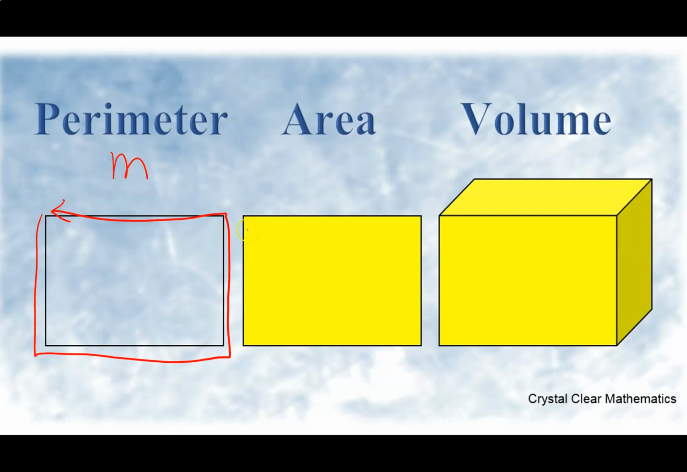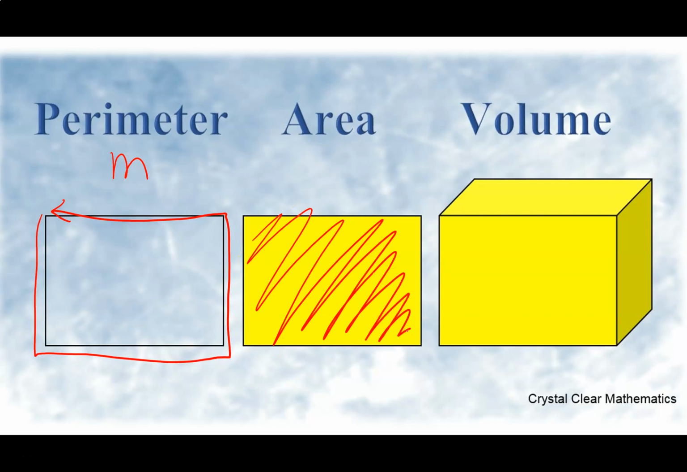Area measures a two-dimensional shape. So the area that this rectangle covers is found by multiplying the length times the width. It is a two-dimensional quantity. The units would be meters squared. So the 2 is a small exponent after the lowercase m.